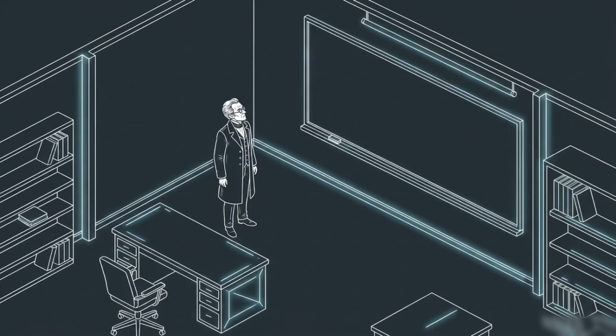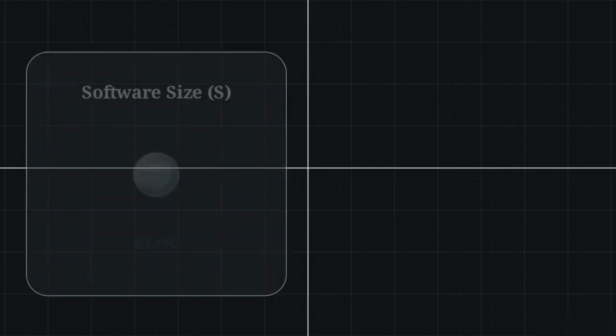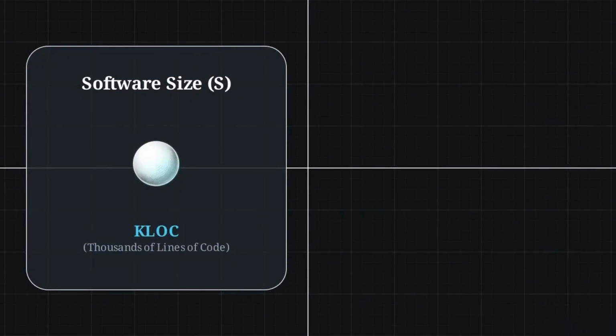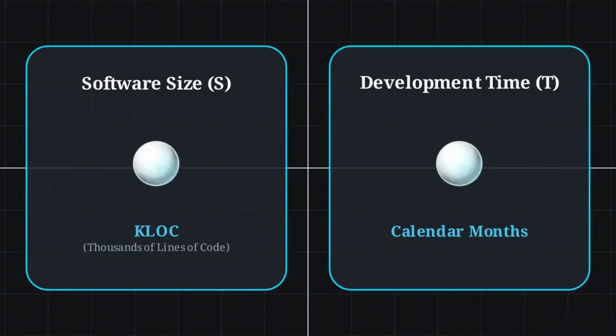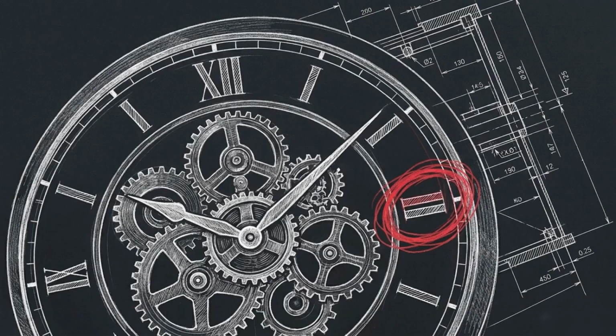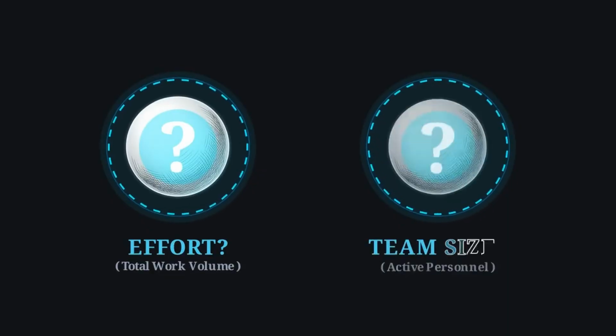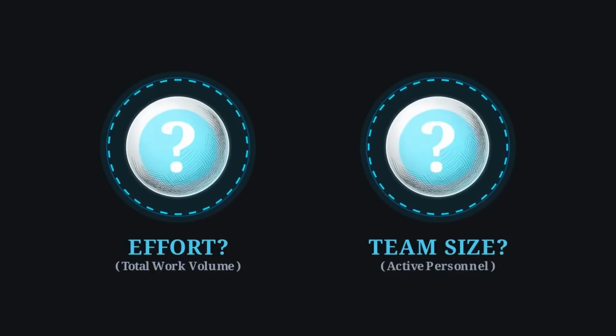Consider a standard development scenario. A project manager must plan a new build with only two initial constraints: the anticipated size of the software and a fixed delivery deadline. Armed with only the project scale and a target date, is it possible to determine the specific human effort and team size required to meet that goal?